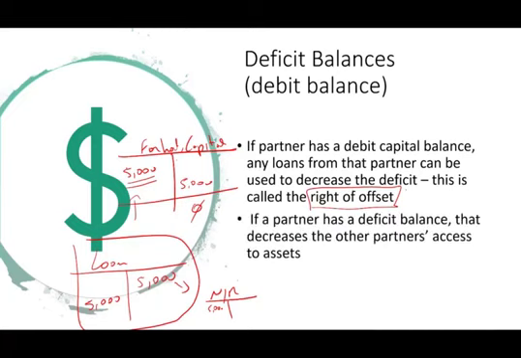If a partner has a deficit balance, that decreases the other partners' access to assets. So if I have a deficit balance, guess what? If I don't have a loan and I don't have cash to pay, I might have to put in some cash to bring my capital up to zero. If I cannot do so, the other partners will have to absorb that deficit, and we'll see how in a moment.